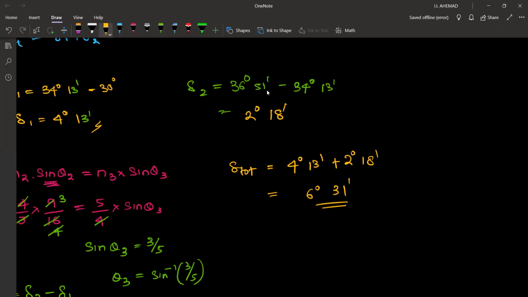Now, is it correct? This should be 38, right? So this is 38, and this is 51. So 6 degree and 15 minutes. Have I got this answer? And is it clear?